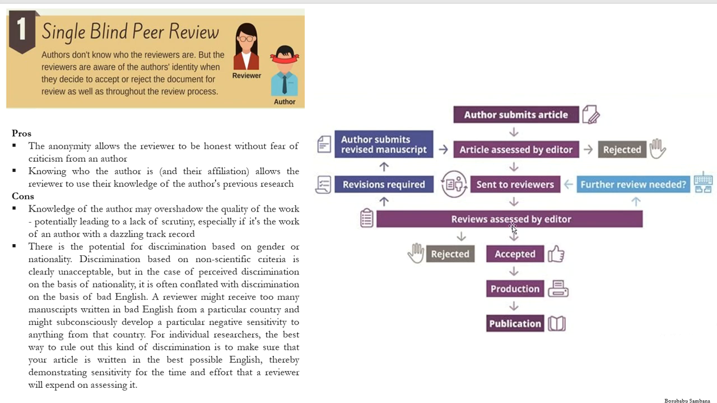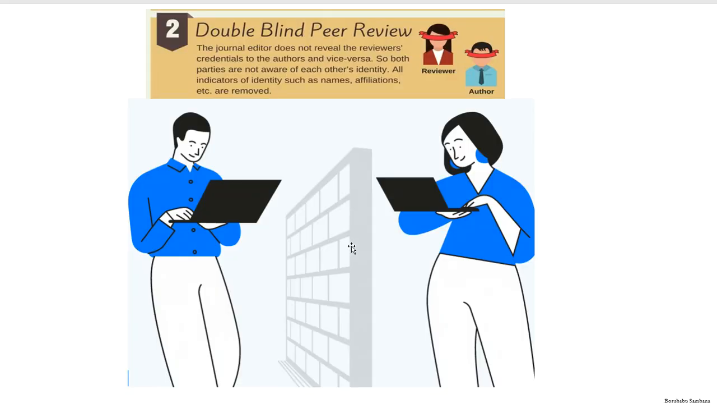And if your article is not suitable for publication, because it is complex and not easy to understand, has grammar issues, the work is not genuine, or novelty is not there, then generally the editorial team will decide this work is not suitable for publication. In this way they reject your article based on reviews. Okay, this is the single blind peer review.